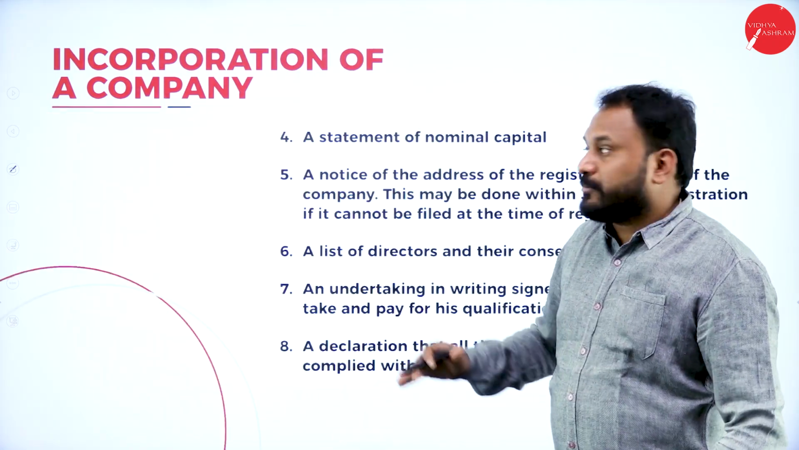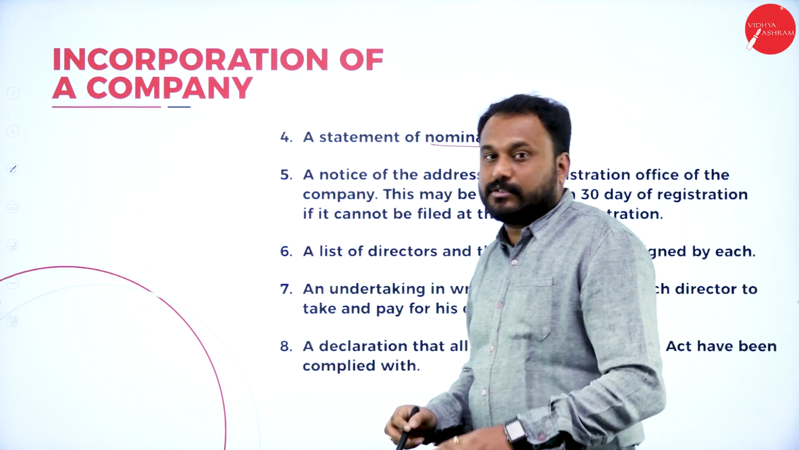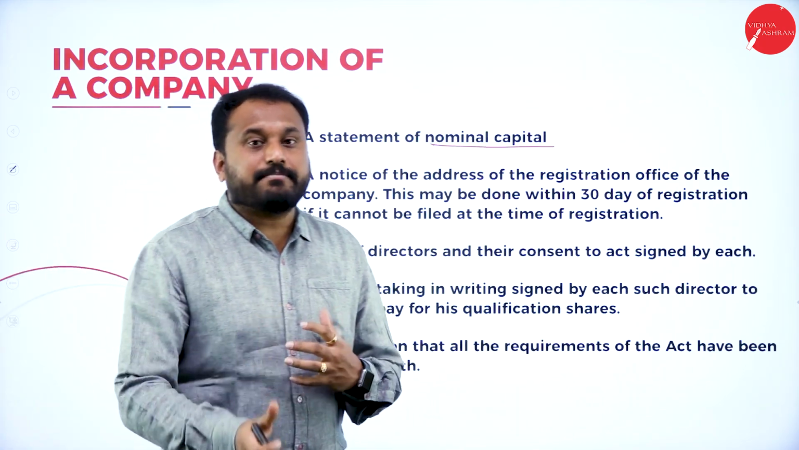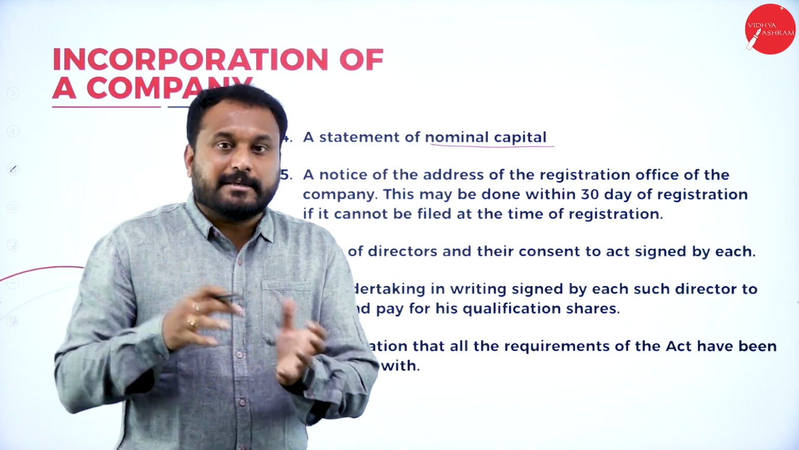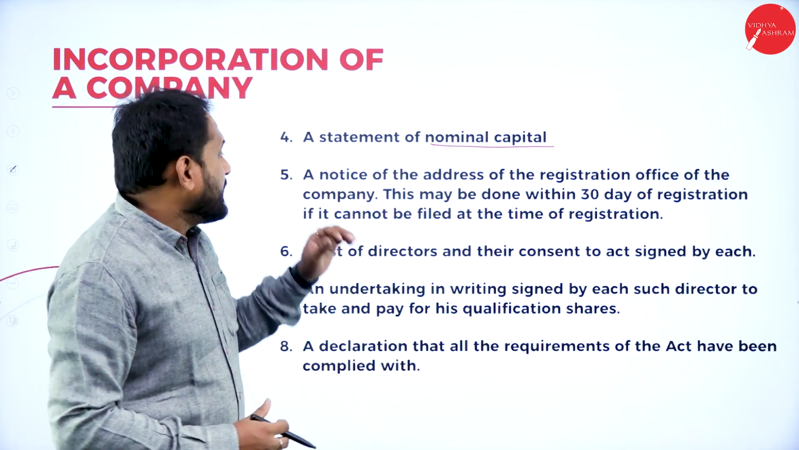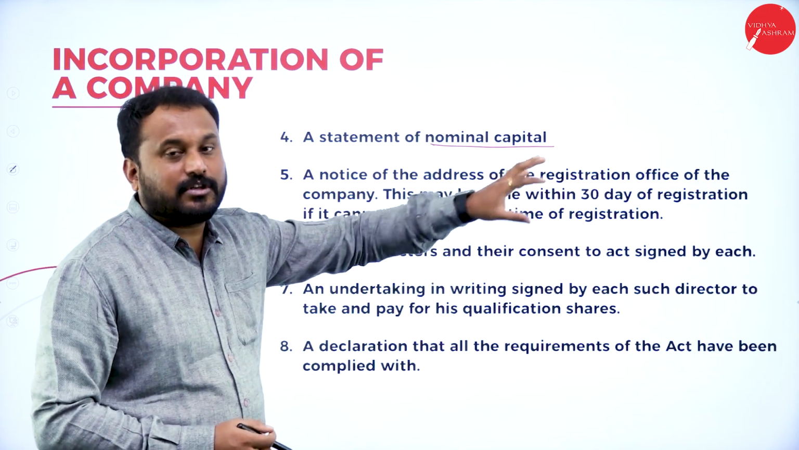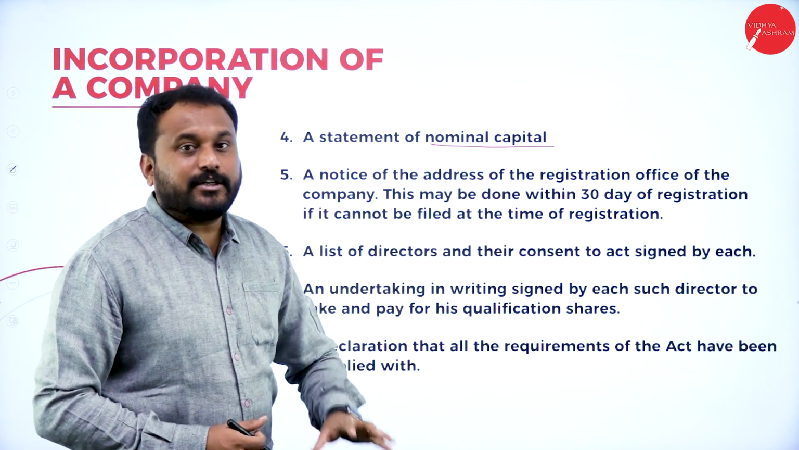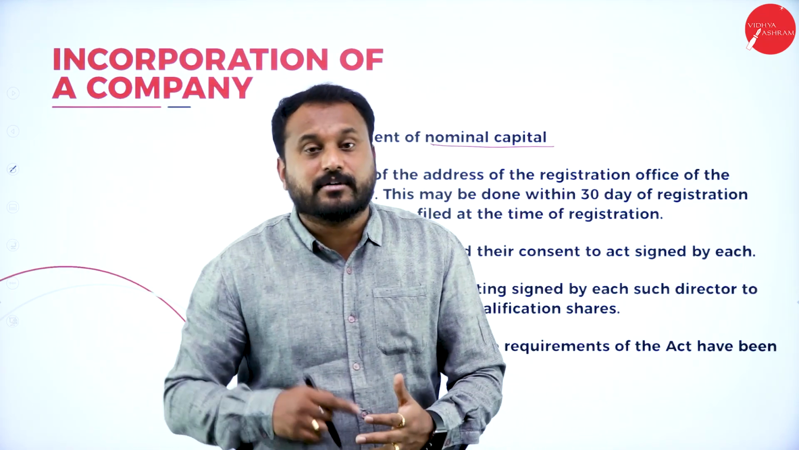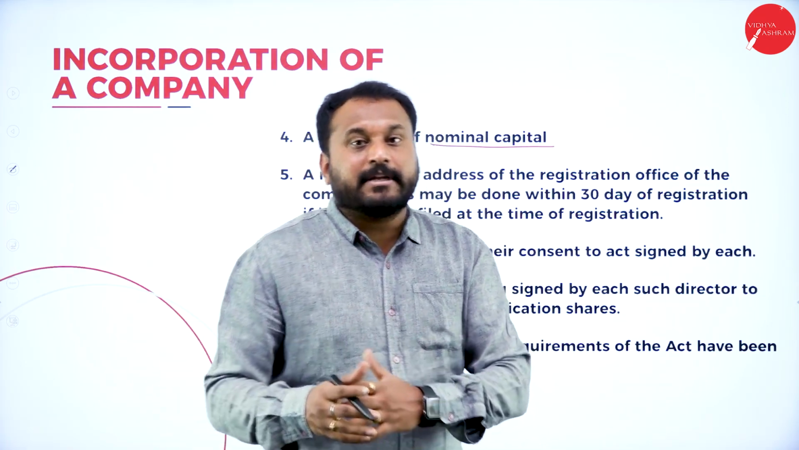So in the 4th step, a statement of nominal capital should also be issued. That is, what is your nominal capital, how much is your investment, and what type of company you are going with, whether it is limited by shares, limited by guarantee, or unlimited. Then a notice of the address of the registered office. You should understand that you need to give prior notice of the registered office. If you have not given it, after getting incorporation you can take some time and then give it to them.